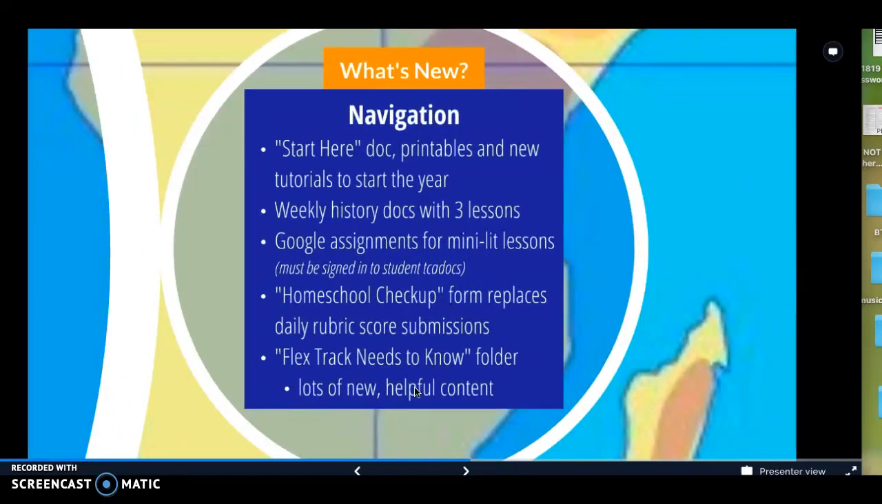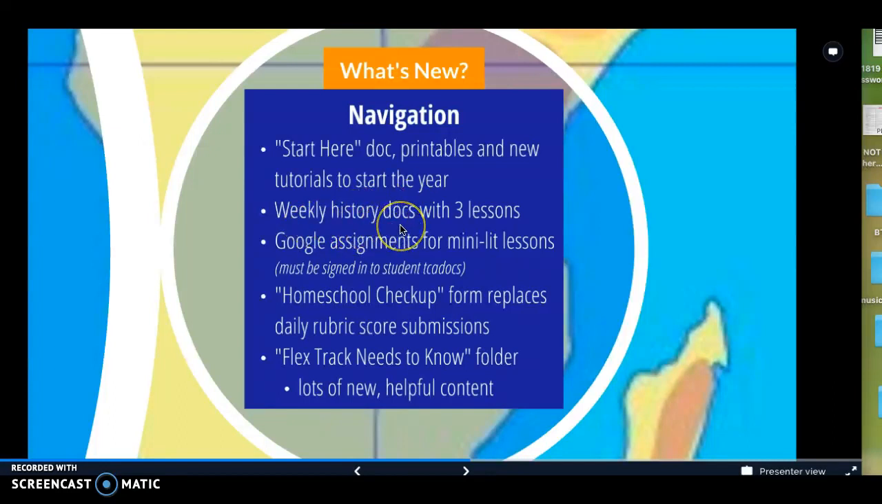All right, also navigation inside of Schoology. There's the Start Here document, which I have mentioned several times. I really encourage you to use that. It's right at the top of our course. We have printables that's also embedded in the Start Here document, and new tutorials to start the year. So please make sure that you watch those even if you are a veteran to Flex.